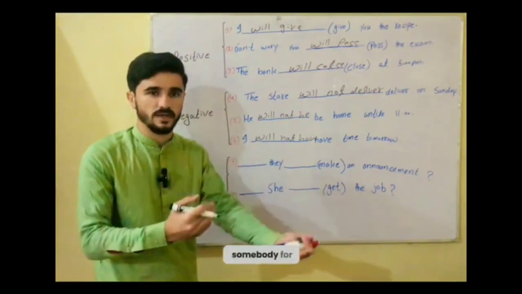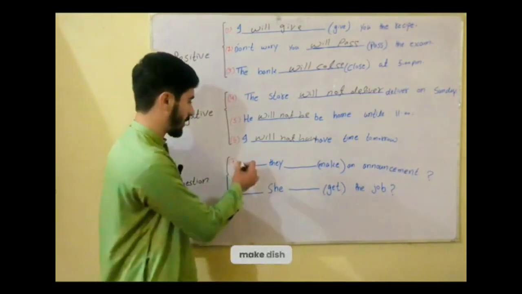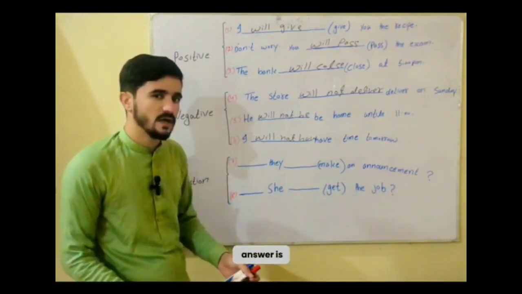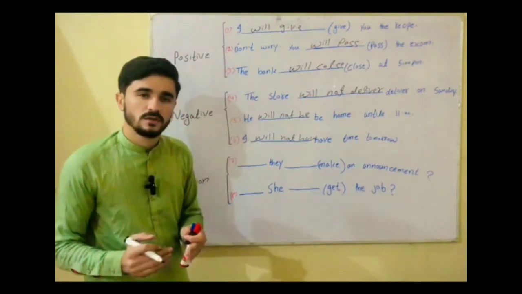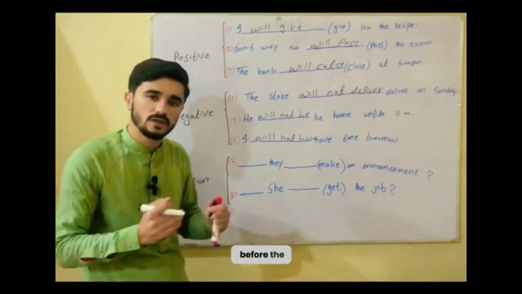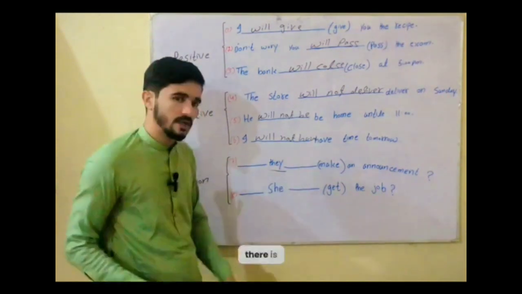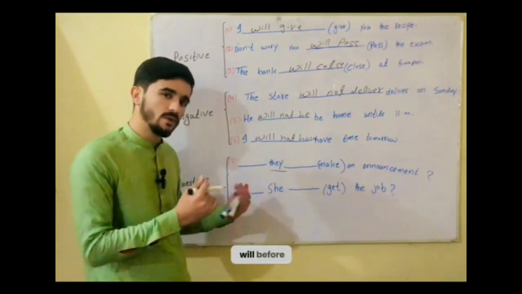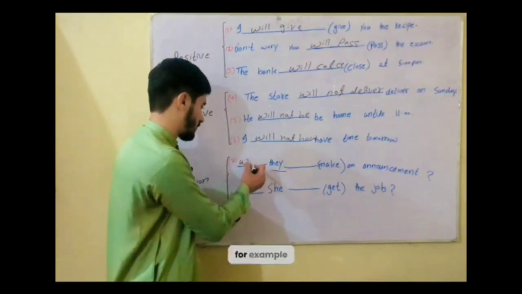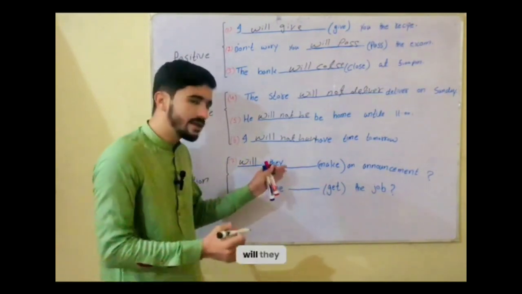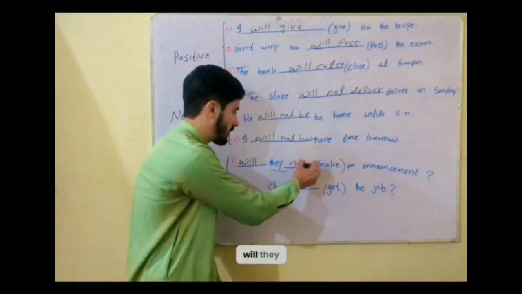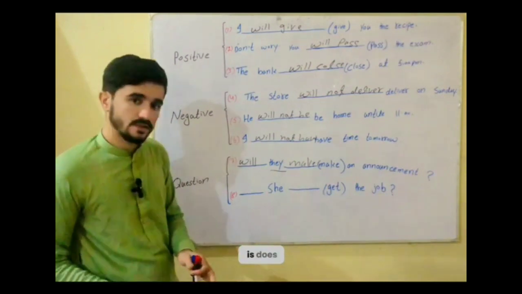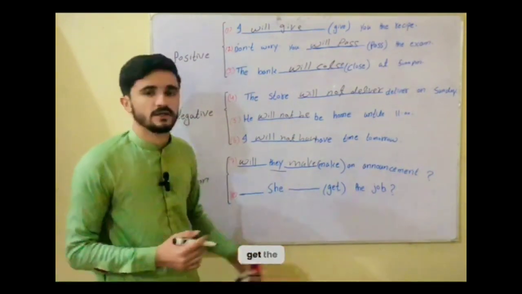And the last one is interrogative, meaning question sentence. When you ask somebody, for example, "they dash make an announcement." So what will be the answer? In questions we put will before the subject. They is the subject. So when we make a question sentence, we use will before the subject. For example, will they make an announcement?